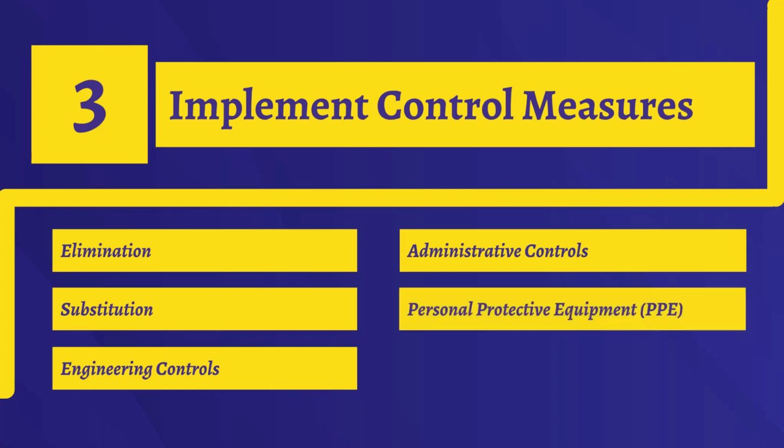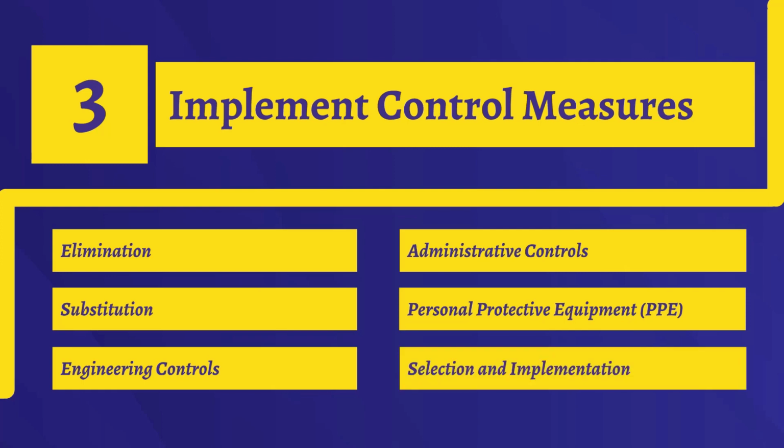Personal protective equipment, often referred to as PPE. Provide PPE such as gloves, goggles, and respirators to protect employees from hazards that cannot be eliminated or controlled through other means. Selection and implementation. Select the most appropriate control measures based on the specific hazard and risk level. Implement these measures effectively, ensuring employee understanding and compliance.